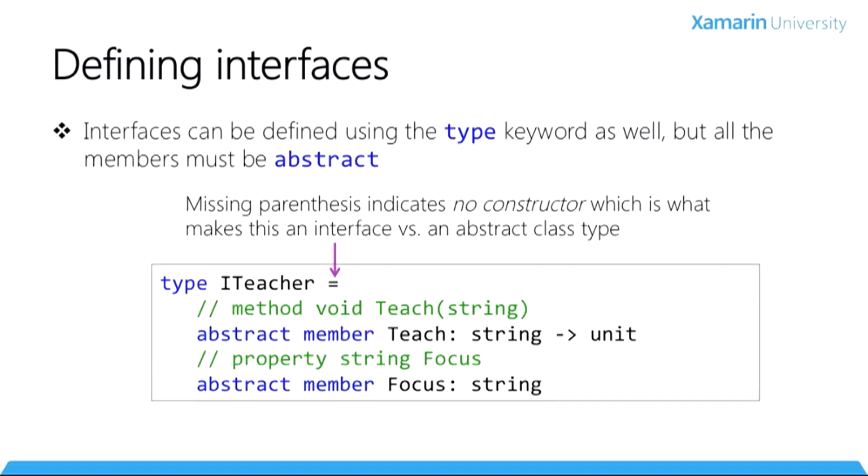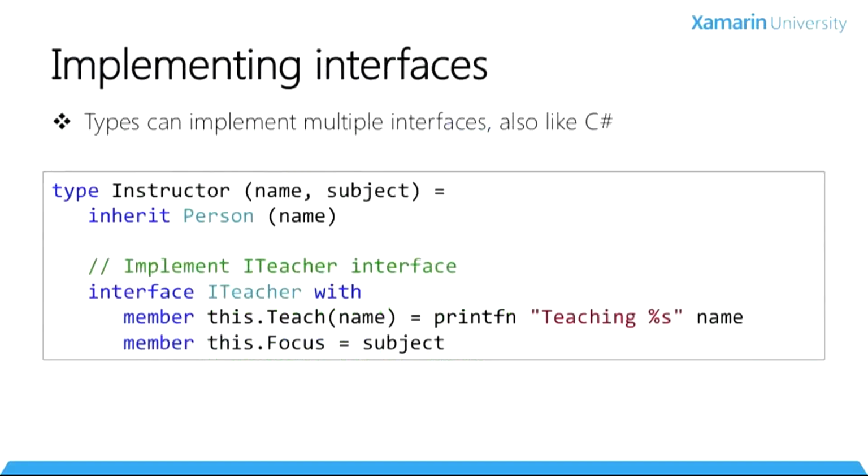We're also defining a property focus, which is of type string. And we must fully declare the types when defining interfaces, since we have no implementation to provide content for F# to infer anything. To implement an interface, we use the interface with keywords as part of our type definition. Here you can see our implementation of the ITeacher interface.